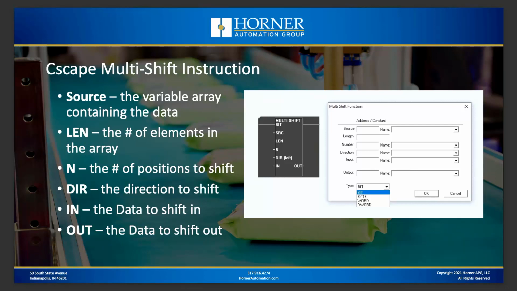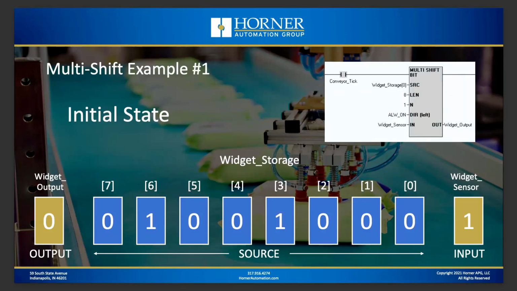So when you think of left and right in regards to the shift instructions, think in terms of those parameters. Now the in parameter is the data you're going to shift into your shift register. The out parameter is the data you're going to shift out of your shift register. Every time you execute this instruction, you're going to be shifting data in, and every time you're going to be shifting data out. The variation is going to come depending on which direction you're shifting, and we'll cover that later on today. Okay, let's take a look at our first example of a multi-shift instruction.